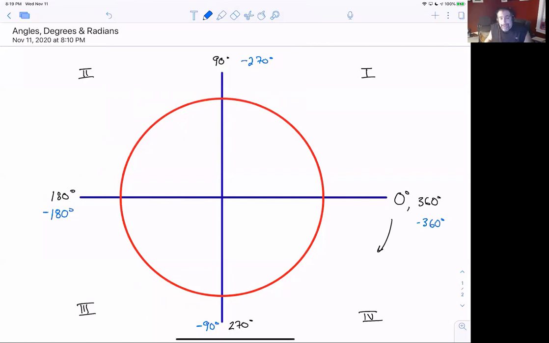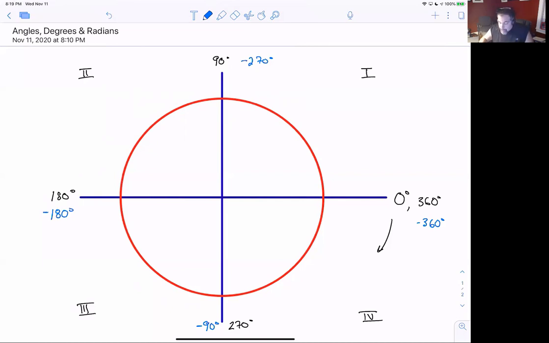So just like on a number line, positive means moving to the right and negative means moving to the left. On our circle, positive means rotating in a counterclockwise direction and negative means rotating in a clockwise direction. So this is the orientation you need to know about the circle and how this works.